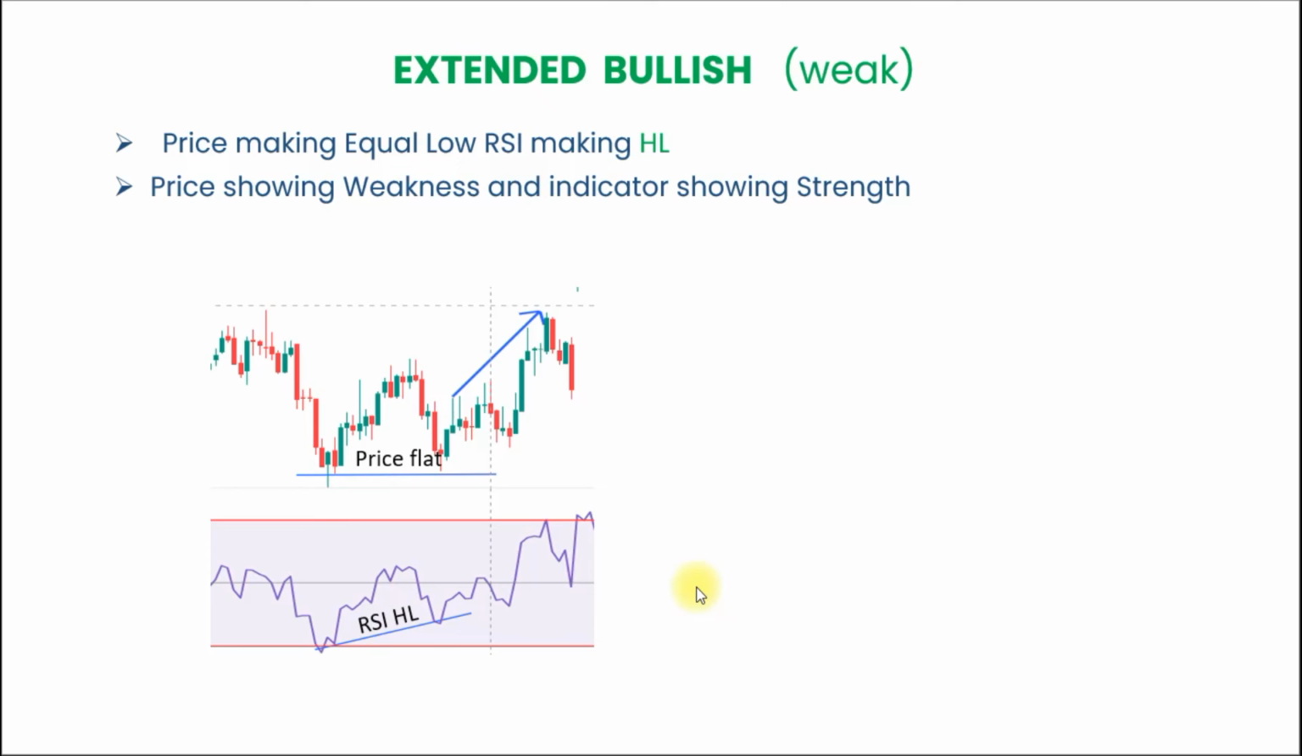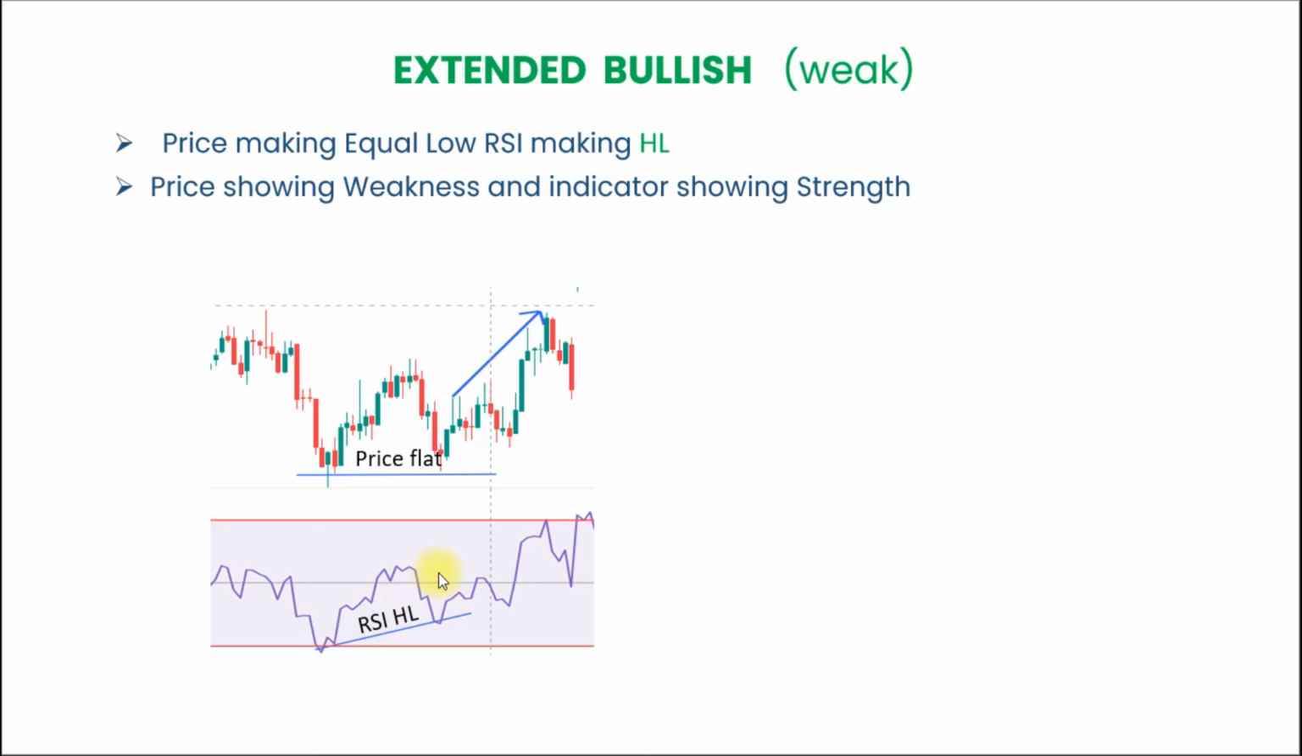Now let's see extended bullish divergence. Why have I written weak? Because this type of divergence we may not get very often, so I have written it as weak. Now, when you see the example here, I have written that price is flat and RSI is forming higher lows.